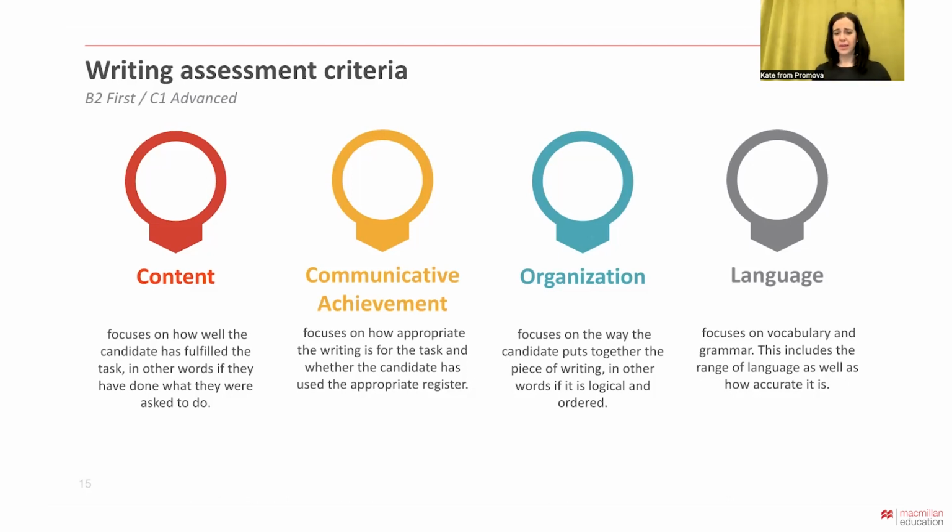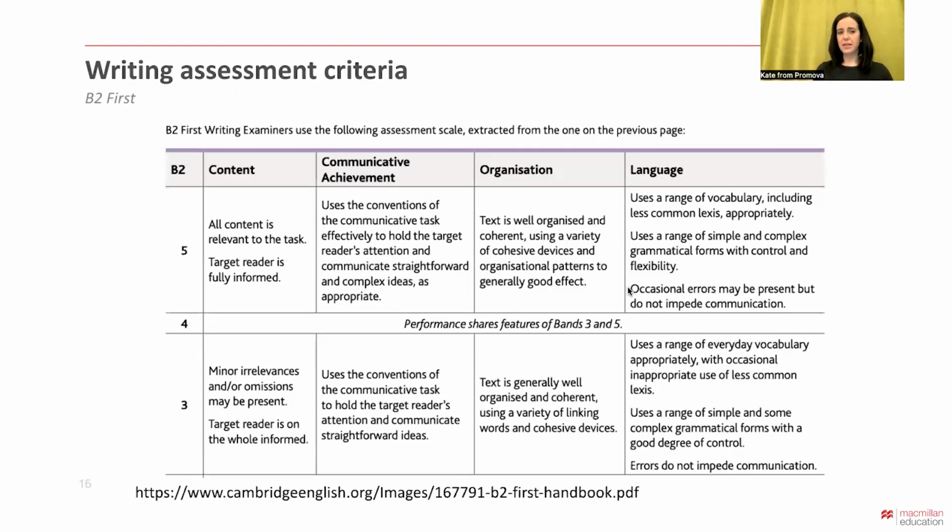And we will also be looking at organization, or whether the students have actually included the relevant ideas and linked them together in a logical way. So as we can see, there's quite a lot for us to assess. And if we look at B2 more specifically, we can go to the official Cambridge website and get the official criteria there.